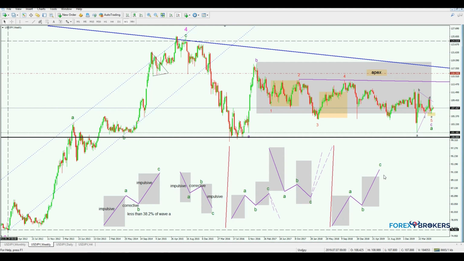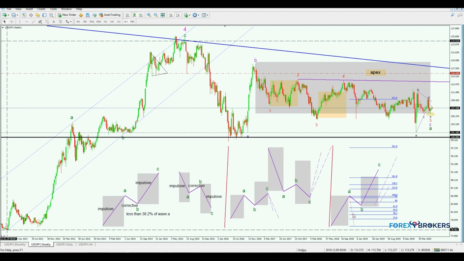Now, in a truncated zigzag the C wave is supposed to be less than 61.8 of wave A, while in a normal zigzag the C wave is between 61.8 and 161.8 of wave A. So all we have to do is take a Fibonacci retracement or expansion, it doesn't matter, to find the minimum distance for the C wave to travel, like this, and then find the maximum distance for the C wave to travel, 161.8, and then project them from the end of the B wave, like this.